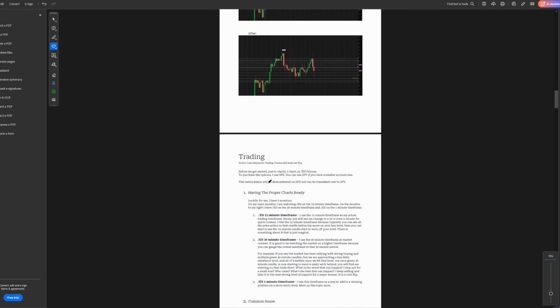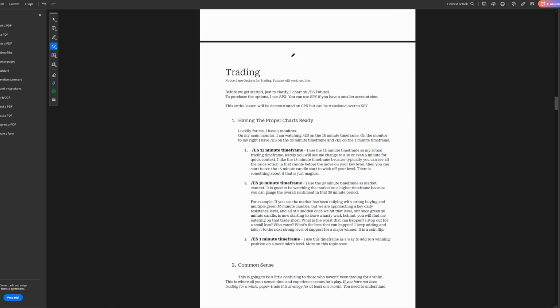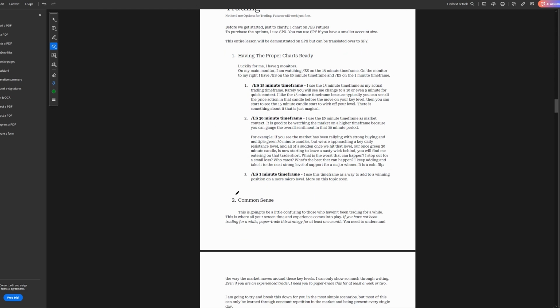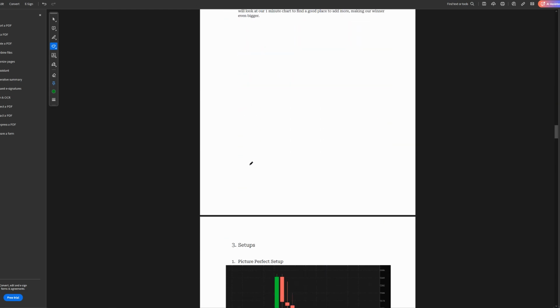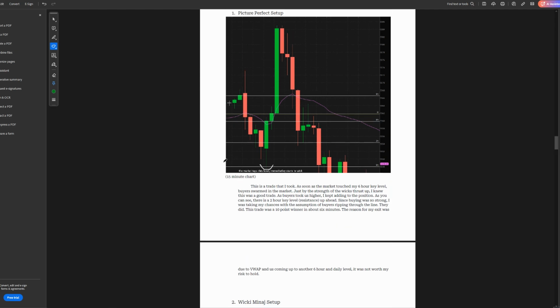So trading it, I'm going to run a 15-minute time frame. That's going to be my entry. I'm going to enter on 15-minute candlesticks, but I do like to look at the 30-minute time frames, and I also look at the 1-minute time frames for adding to my position, which is really the key to this whole trading strategy.